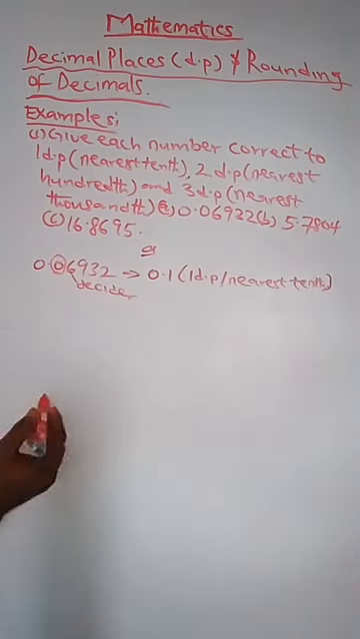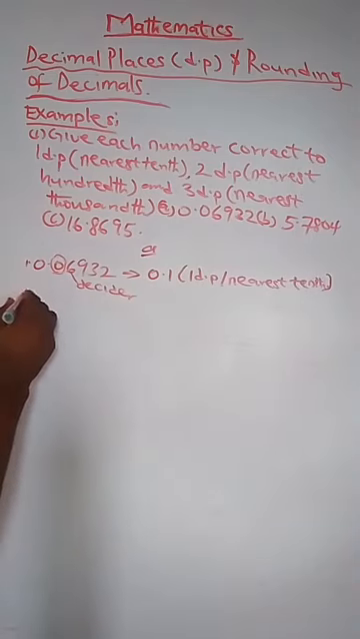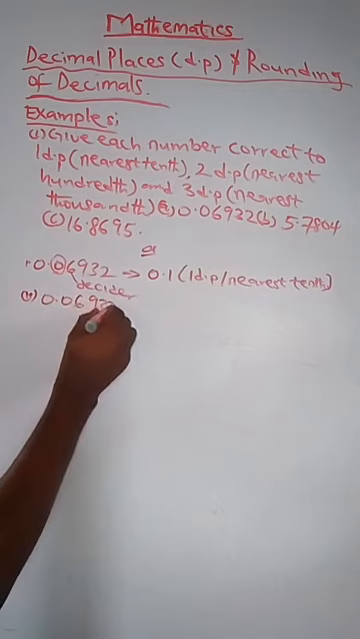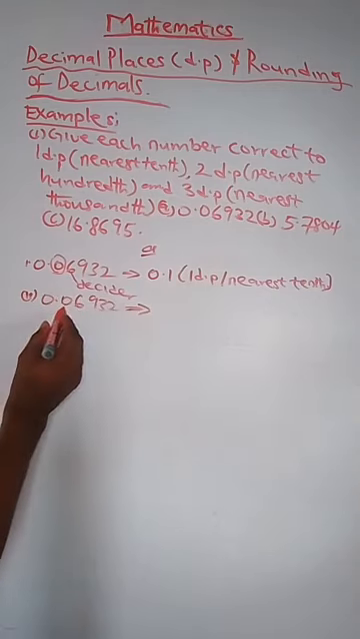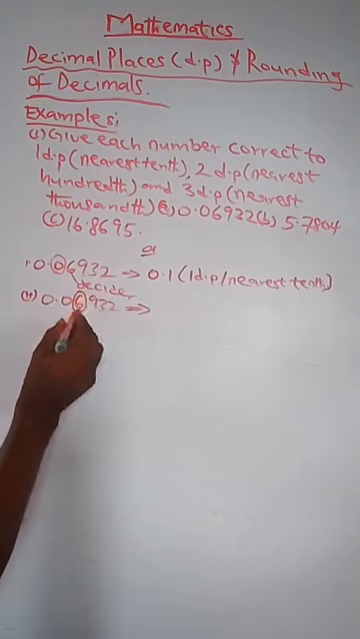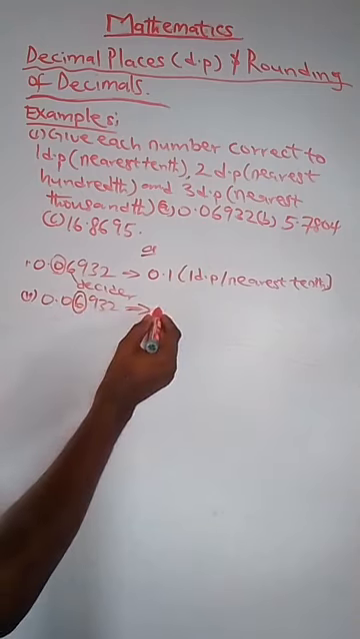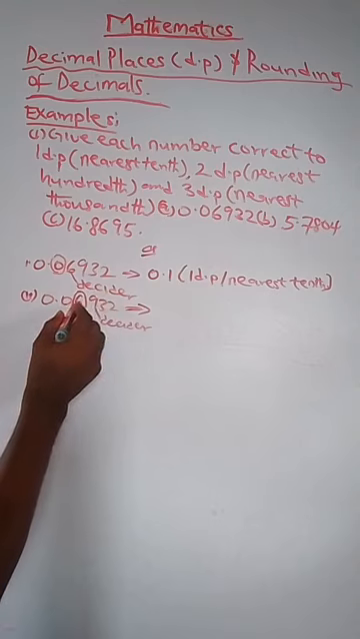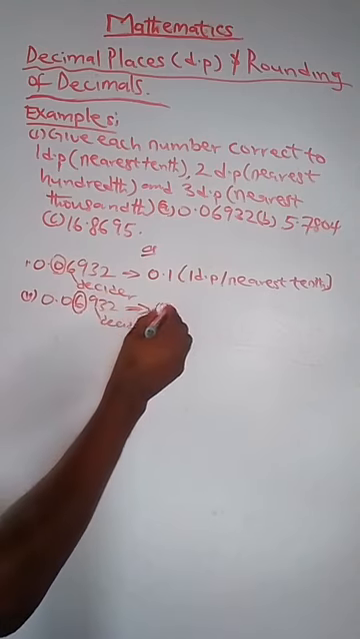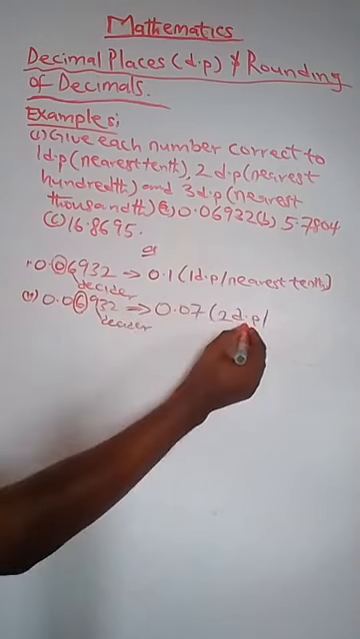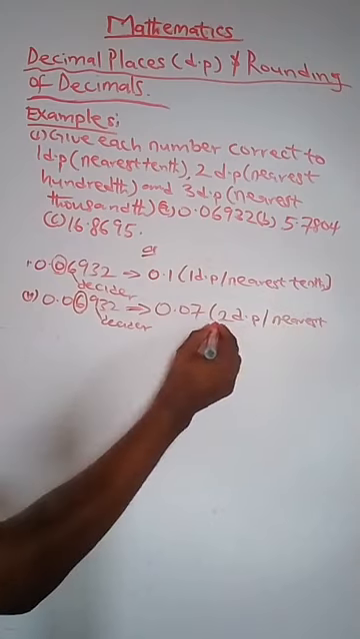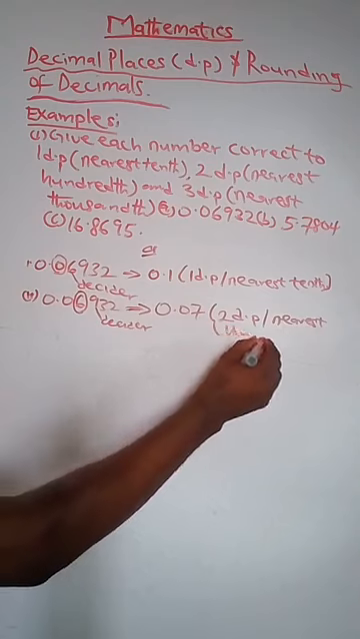Alright? Then let's take it to 2 decimal places, right? So 2 decimal places, this is where we are going. Alright? So since the decider is 5 or more, we round up. So we change this to 1 and add it to 6. This will be 0.07. To 2 decimal places or nearest hundredths.